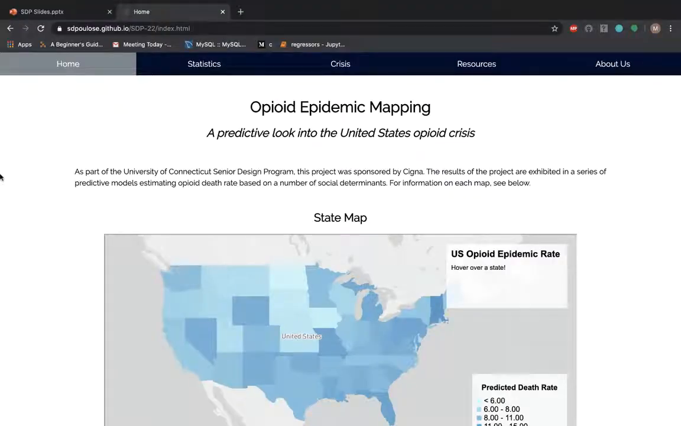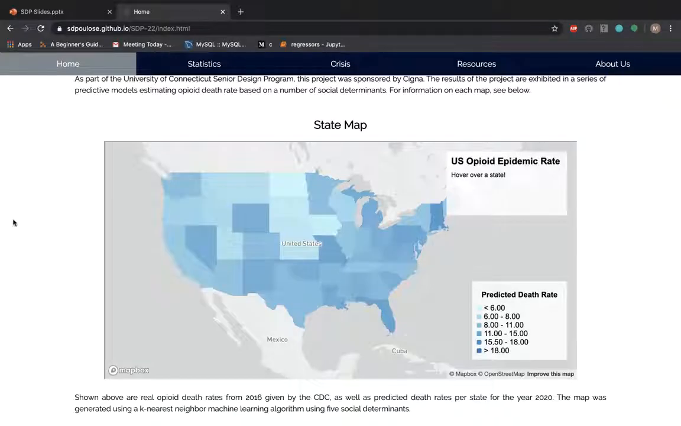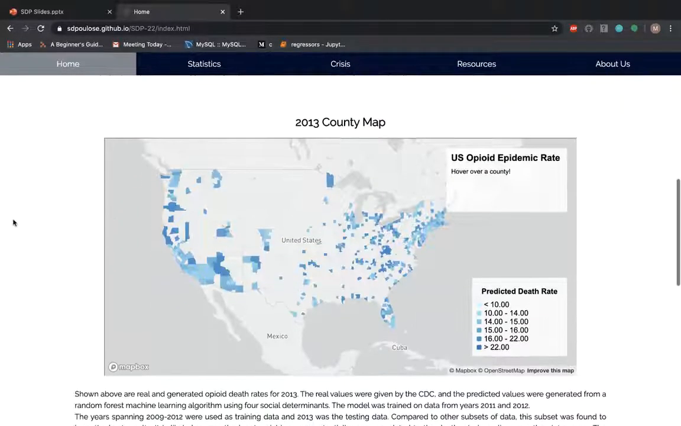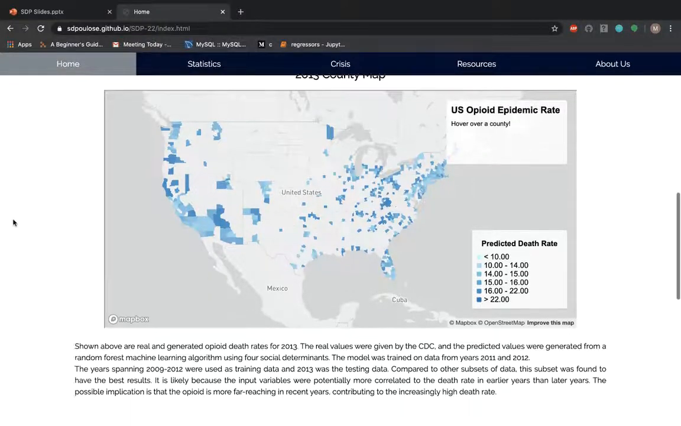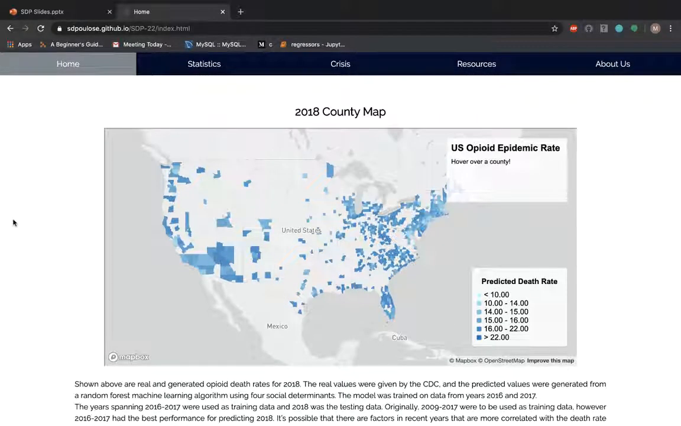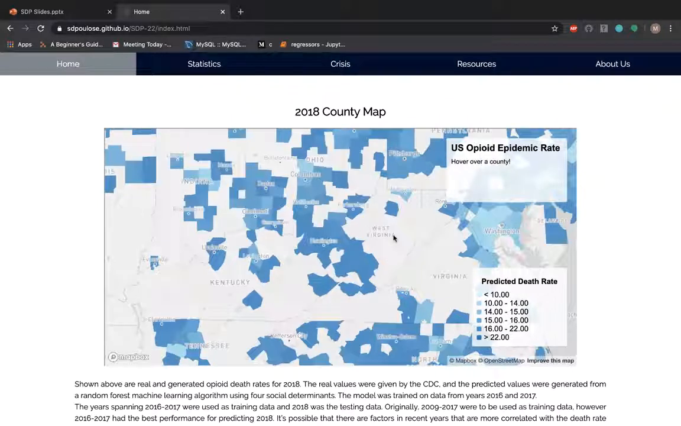So here is our website. As you can see here on our homepage, we have our state map, which has our 2020 predictions, our 2013 county map, which proved to be the optimal subset of training data, and our 2018 map, trained from years 2016 to 2017. As you can see here, you can hover in and look at particular counties, granted that there's data. You can hover over a county where it has an actual death rate versus a predicted death rate.